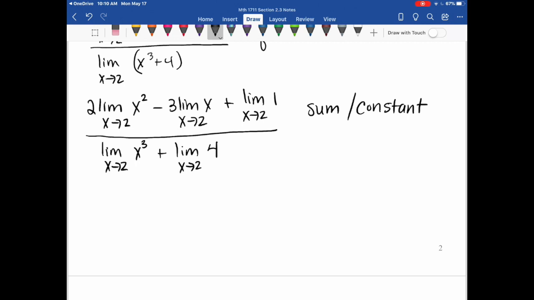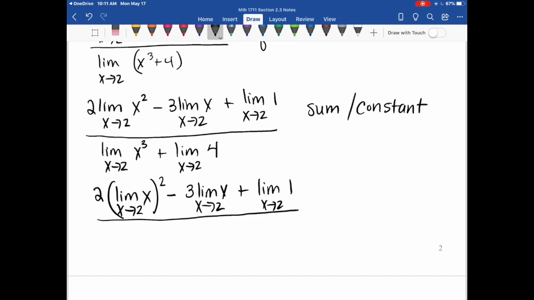Okay, now we're going to apply the power rule because we have x squared and x to the third. So I am going to take 2 times the limit as x goes to 2 of x, and I'm going to square that. I'm not running into any special cases or any zeros in denominators, and I know the limit as x approaches 2 of x squared exists, and I can take the limit and then square it. So I'm going to do the same thing on the bottom. I can take the limit as x approaches 2 of x and then cube it. And then I can add the limit as x approaches 2 of 4. So this was using the power rule.